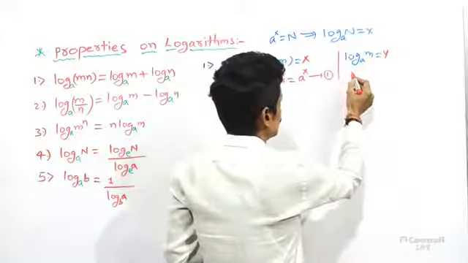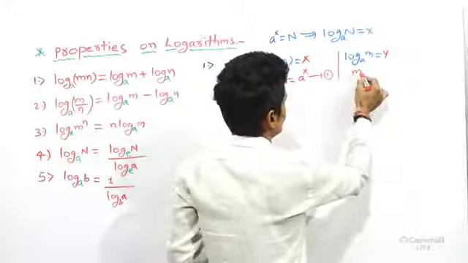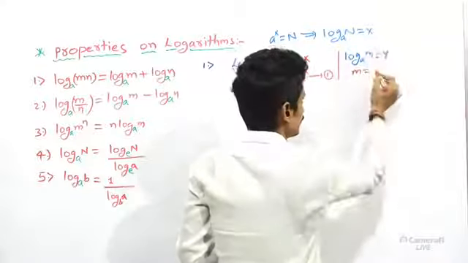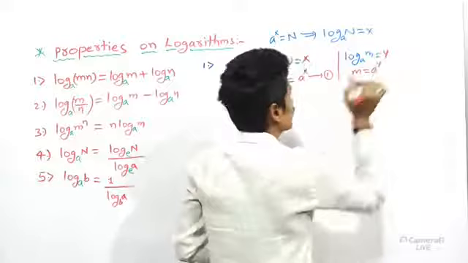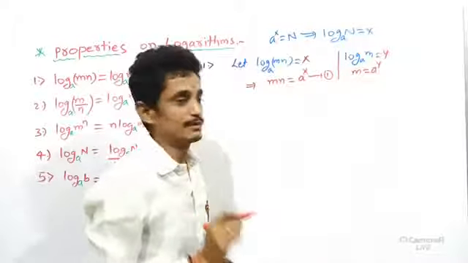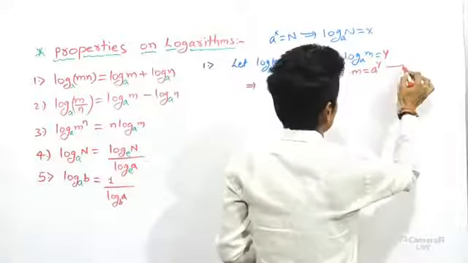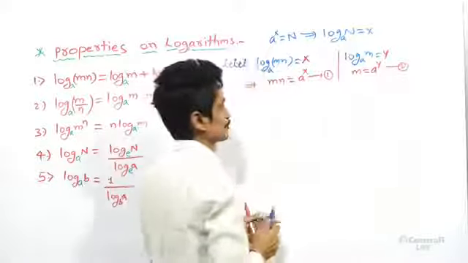Now how do we represent this in exponential form? It should be m equal to a power y. Calling this equation number 2.